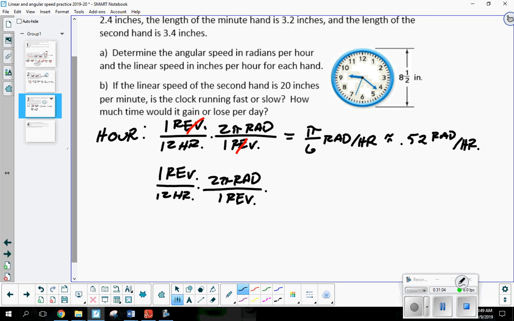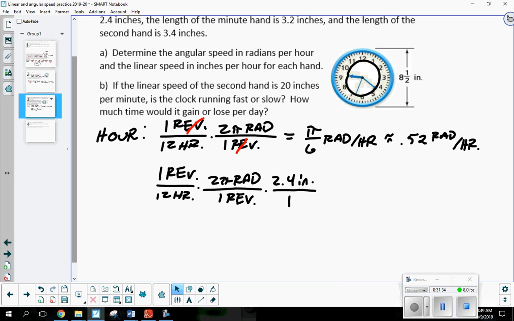2.4. All of these have different lengths, so it's not the radius of the clock itself. Imagine that the tip of each of these hands forms its own circle as it rotates. That's why we use the length of the hand as the radius. Is everybody okay with that? So I'm going to multiply by 2.4 inches. Do I have to do anything else? It wanted the linear speed in what? Inches per hour, and that's exactly what I have.